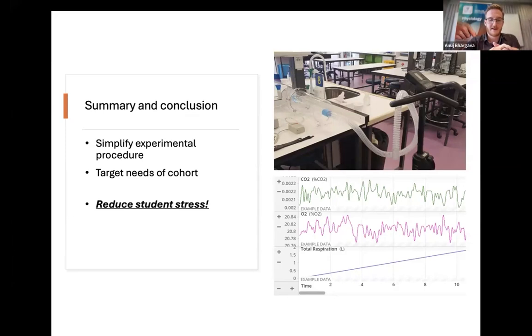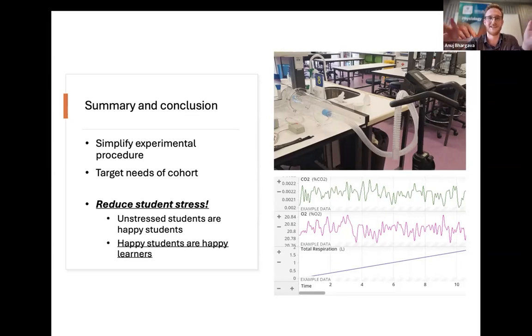Now, all of this leads into the most important advantage, in my opinion, which is the effect that this has for our students, which is reducing their stress in what could otherwise be a really intense environment. I'm sure if anyone here has ever taught a student before, you will know that unstressed students are happy students, and happy students that are actually having a bit of fun and not just being really stressed out about their assignment are much happier learners.